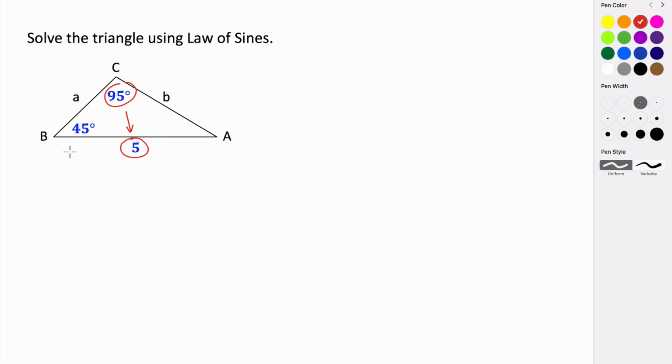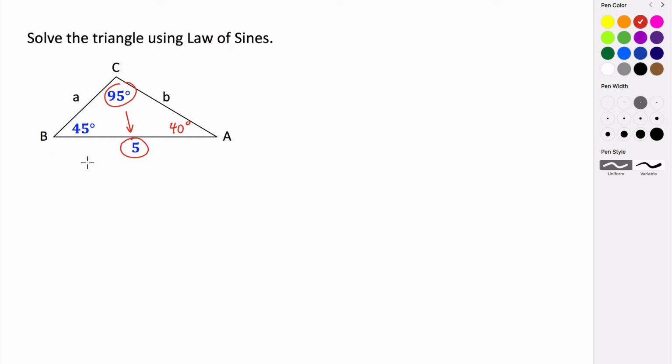The first thing we can do is find the measure of angle A, because we know the three angle measures of a triangle add to 180. So we can just take this sum and subtract it from 180. 45 plus 95 is 140. 180 minus 140 is 40 degrees. So the measure of angle A here is 40 degrees.